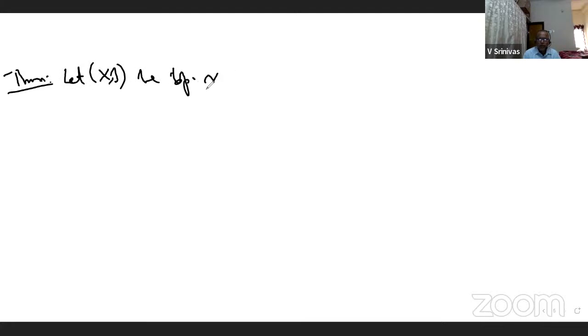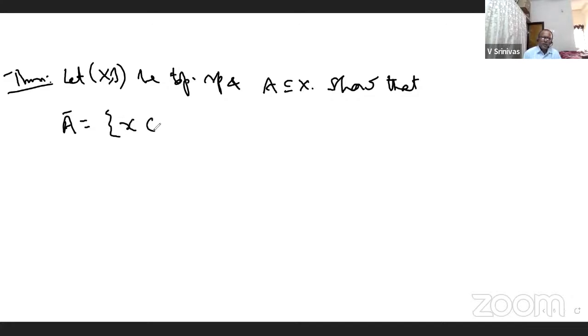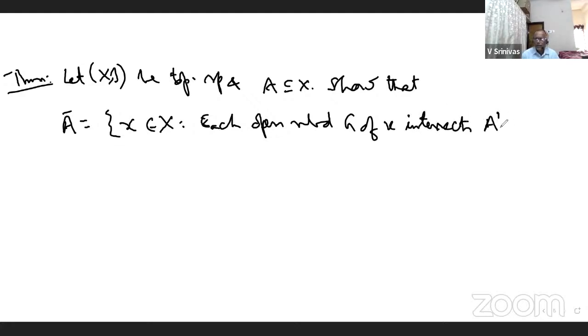Now let's come to a characterization, a theorem. This theorem characterizes a closure. Let (X, tau) be a topological space and A be a subset of X. Show that the closure of A is equal to the set of small x belonging to capital X such that each open neighborhood G of x intersects capital A. This theorem characterizes a closure.